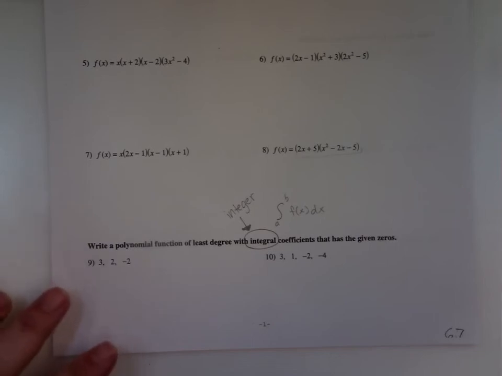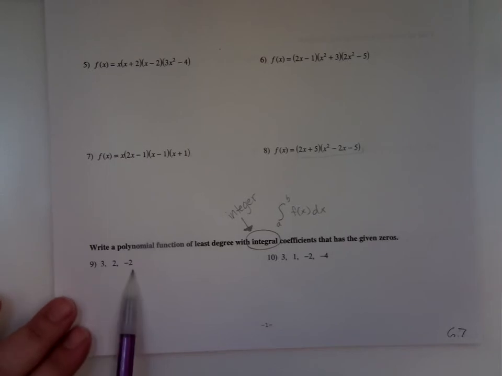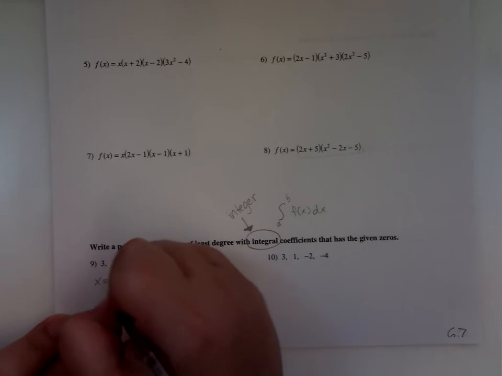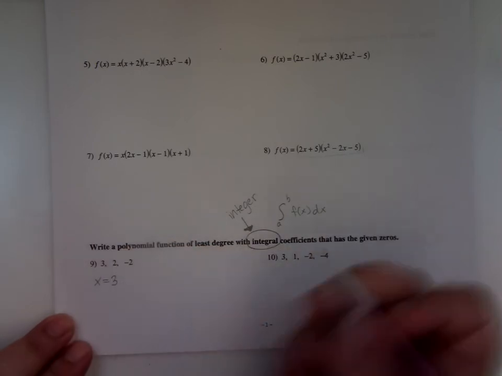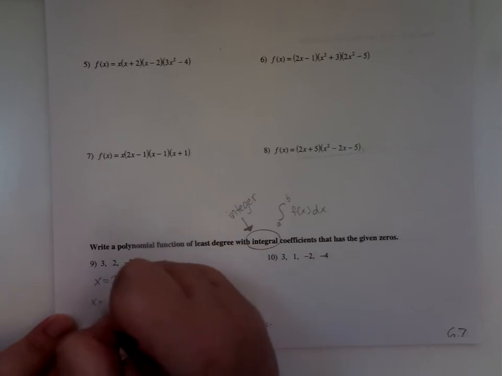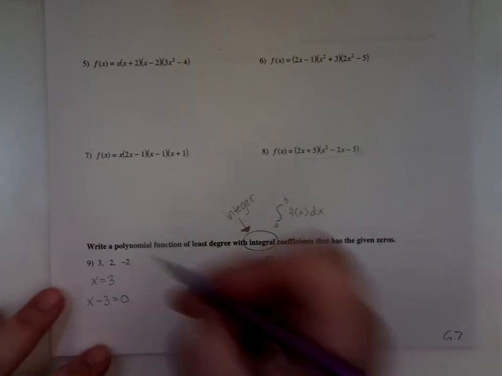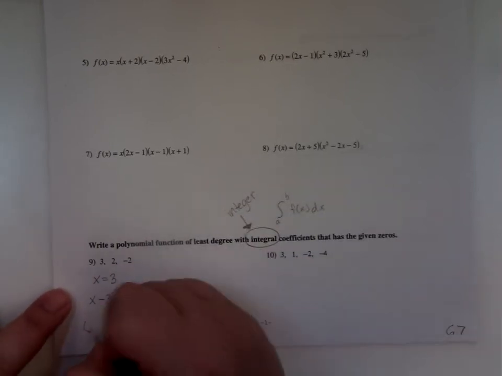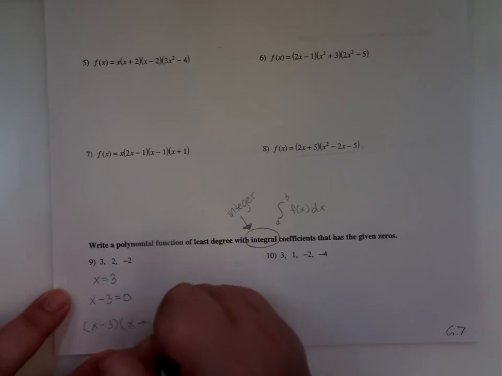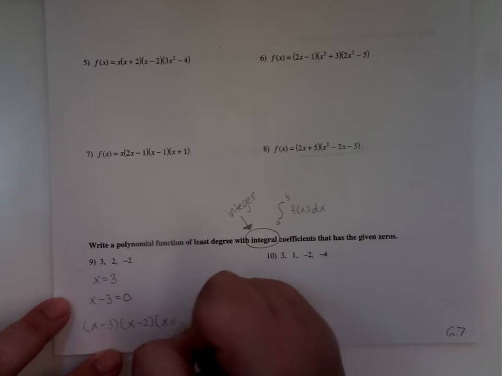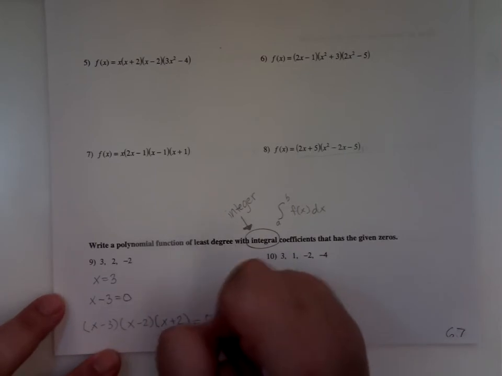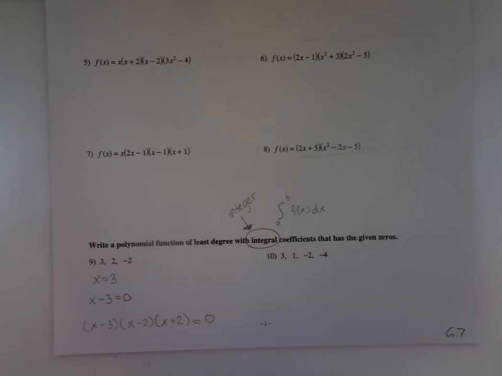Okay, so we want to write a polynomial function that has these zeros. So if x equals 3 is a 0, that means that x minus 3 equals 0 would be a factor. So we're going to have factors of x minus 3, x minus 2, and x minus negative 2, or x plus 2. And our original equation would look something like this once it was all factored. So all we have to do is really just multiply this all out and we'll get our polynomial function.